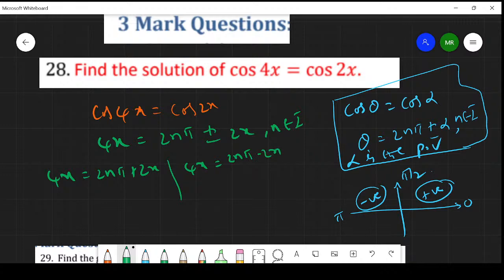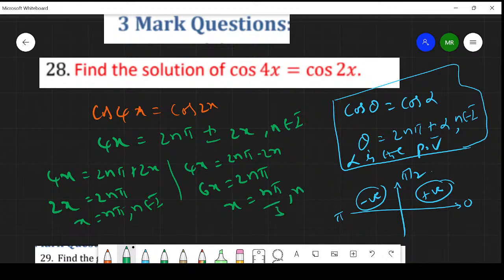Both we will consider. Now transfer 2x to this side: 2x is equal to 2n pi, so x is equal to n pi, n belongs to z. This is one solution. Now in the other one, transfer this side: 6x is equal to 2n pi, so x is equal to n pi by 3, n belongs to z. So this is the required solution. I hope you understood the problem. Yes?